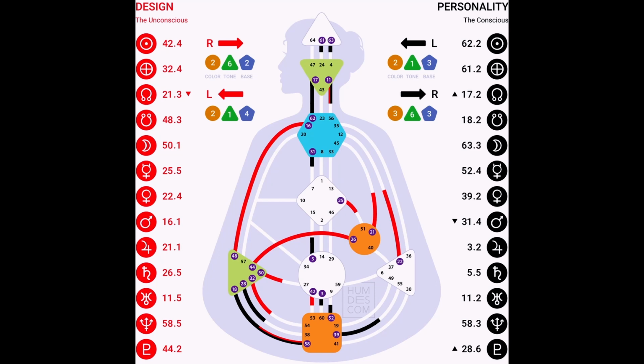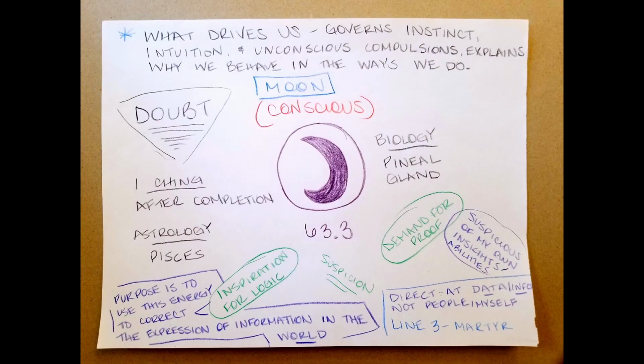The next gate is your conscious moon, and it looks like a moon, like a crescent. And it means what drives us. It governs instinct, intuition, and unconscious compulsions, explains why we behave in the ways we do. And for me, that's gate 63.3, which is the gate of doubt. So I'm driven by doubt. I'm driven by people not believing that it's possible, as well as me not believing it was possible at some point previously.